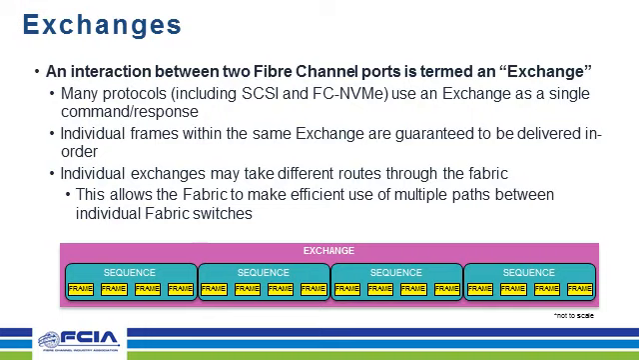And an interesting thing about exchanges is that while individual frames within a single exchange are guaranteed to be delivered in order, exchanges themselves may be delivered through different routes in the fabric. This allows the fabric to find the optimal route for any particular exchange, or in the case of FC NVMe, any particular command. So if one particular route through a fabric is congested or blocked, then the commands can choose a different route.